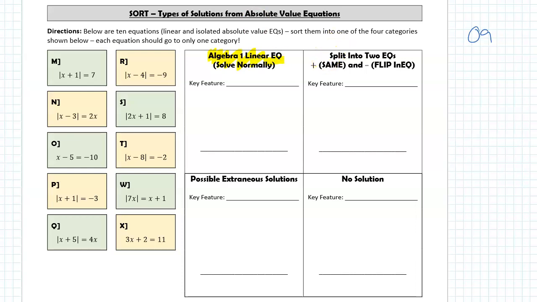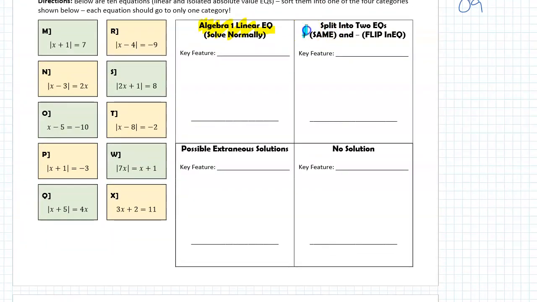Second pile is they're ready to be split into 2 equations, so these are absolute value equations that are ready to be split. The third category is we're looking for equations that we could identify as having possible extraneous solutions. And the very last one is where there's going to be no solution, equations where we know already that there's going to be no solution.